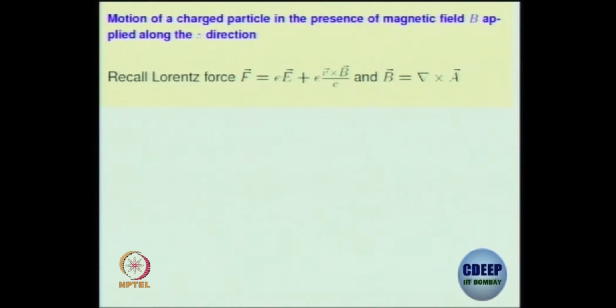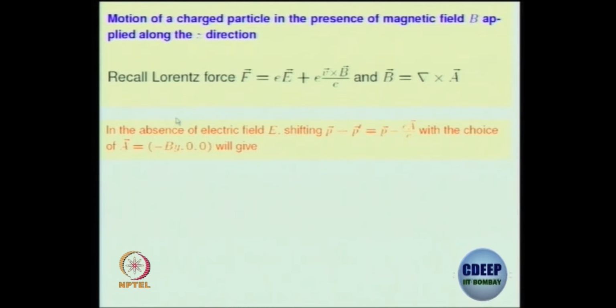So, classical mechanics and looking at the Lorentz force, I am assuming you all know. Suppose you want to look at a charged particle in the presence of a magnetic field along the z direction. This is the most general Lorentz force, which includes the electric field and the magnetic field, but I can try to look at what the force is when you apply a magnetic field along the z direction, and B can be written as the curl of a vector potential. So, we are going to look at the absence of an electric field.